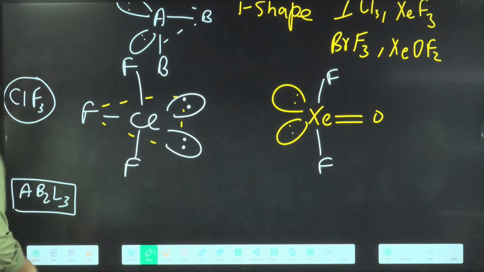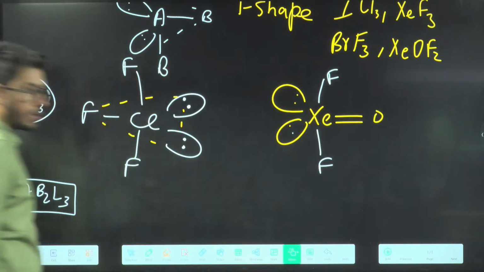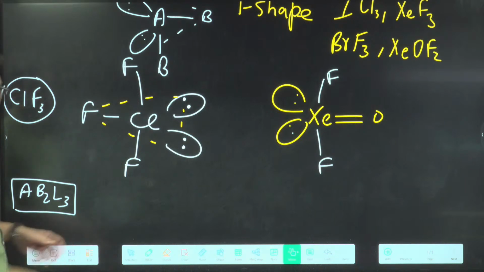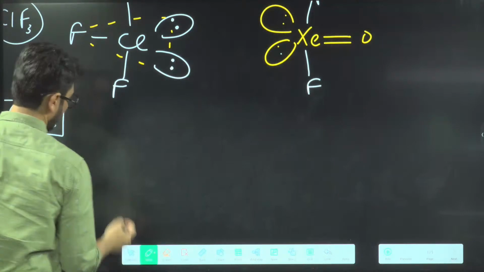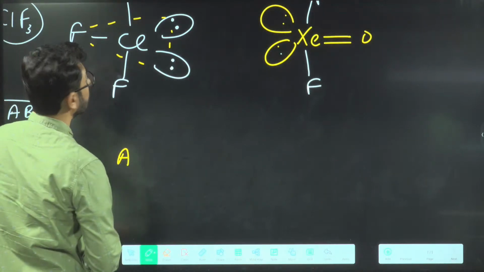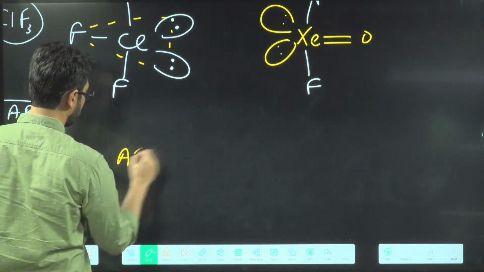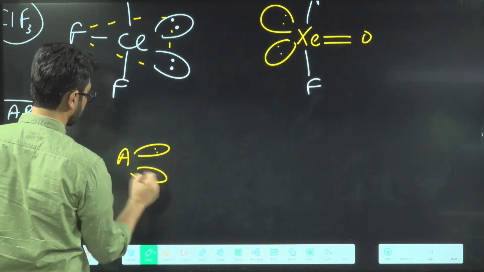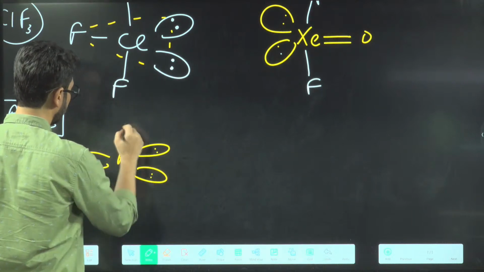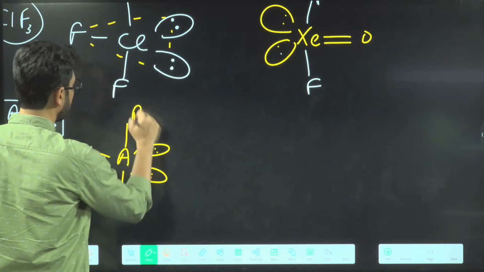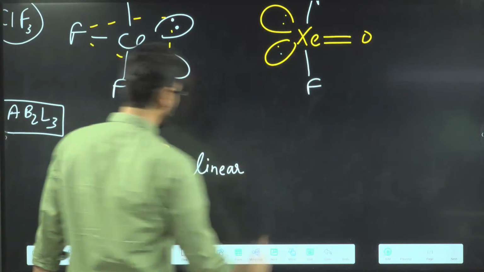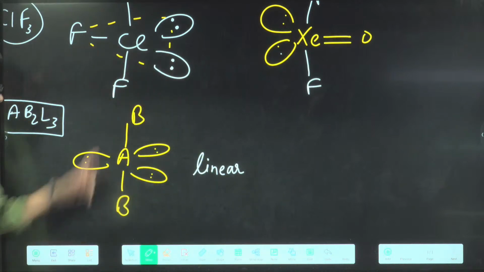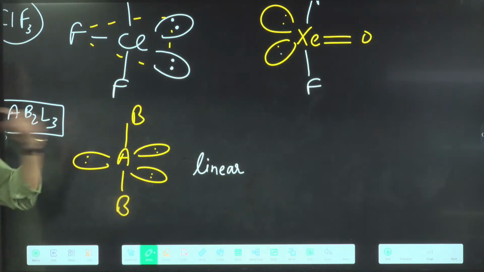Next type is AB2L3 type structure. Next is which type? AB2L3 type structure, in which the 3 lone pairs occupy equatorial, which is preferable for them, and the bond pairs will be axial. So which shape or geometry is it? Linear shape or linear geometry, AB2L3 type structure.